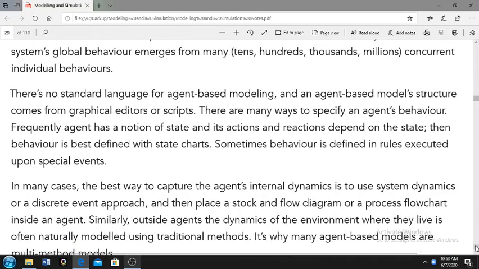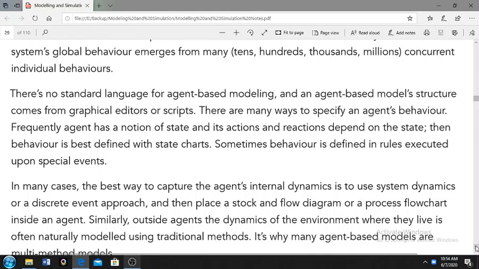There is no standard language for agent-based modeling, and an agent-based model structure comes from graphical editors or scripts. There are many ways to specify an agent's behavior. Frequently, an agent has a notion of state, and its action and reaction depend on the state. Then behavior is best defined with a state chart. Sometimes behavior is defined in rules executed upon special events.